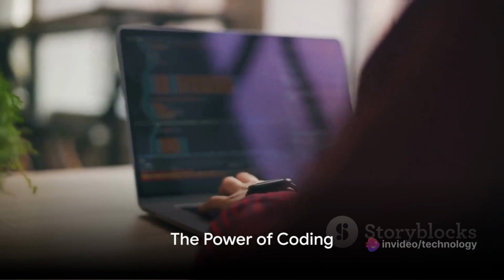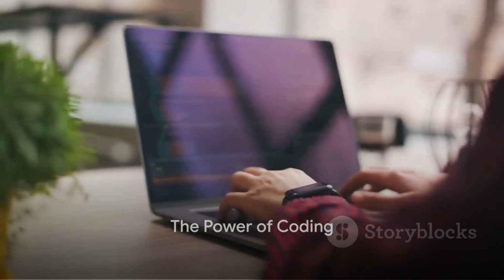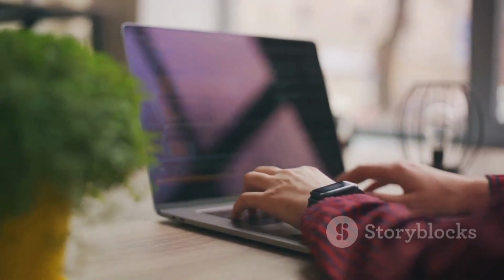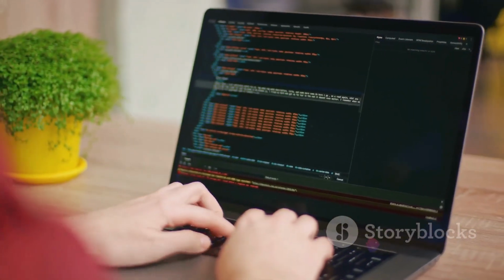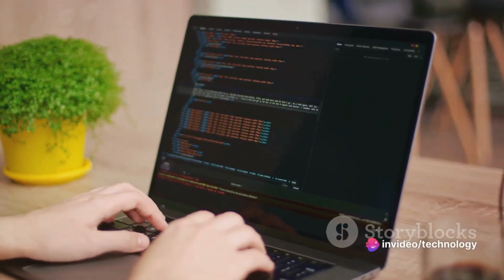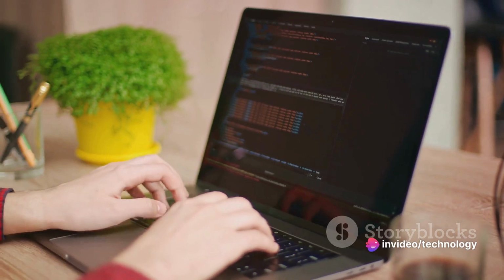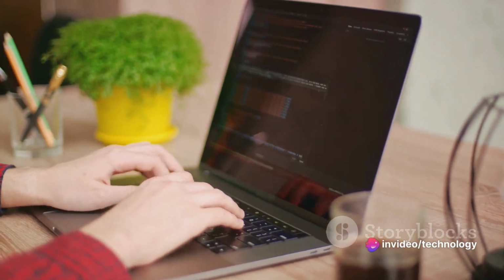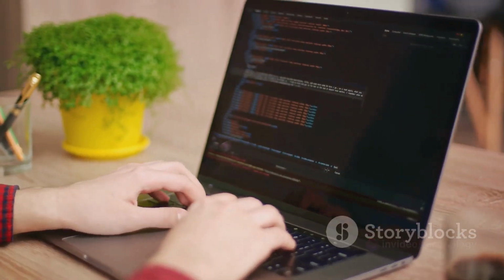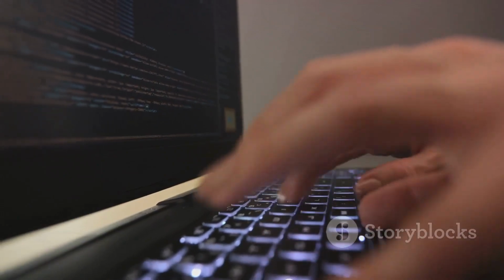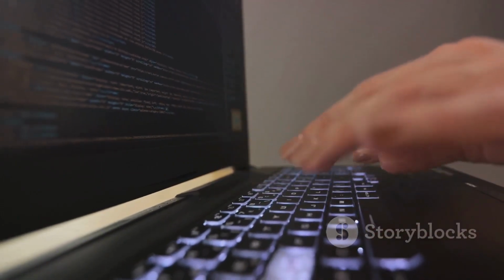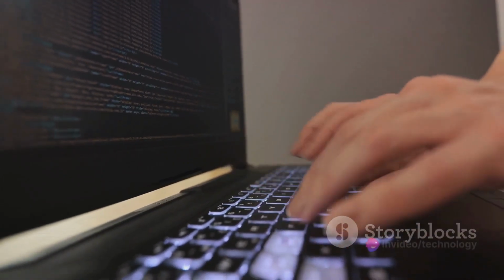But why should you learn to code? This question might have crossed your mind more than once. The answer is simple and profound. Coding is a superpower in today's digital world. It's not just about writing lines of code, but about transforming your thoughts into reality. Imagine creating your own app or website, bringing your unique ideas to life. That's the magic of coding.